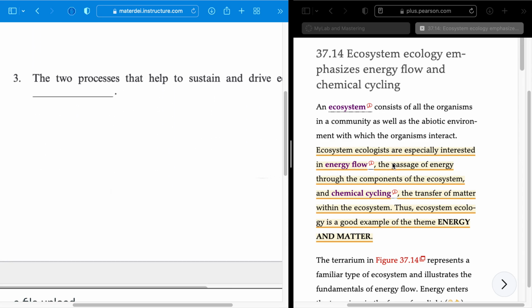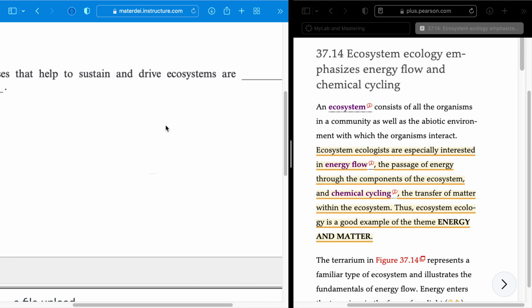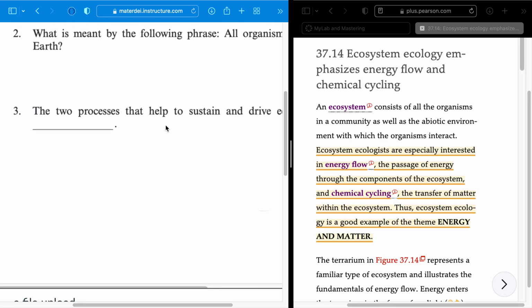And over here in section 14, I highlighted this first paragraph, and that's the answer for number 3. The 2 processes that help to sustain and drive ecosystems are, they're in bold, energy flow and chemical cycling. The flow of energy and the flow of chemicals. There's a major theme in biology that defines whether or not something is alive, and that is obtaining and using energy. So this whole biology theme of energy and matter is what we're talking about.